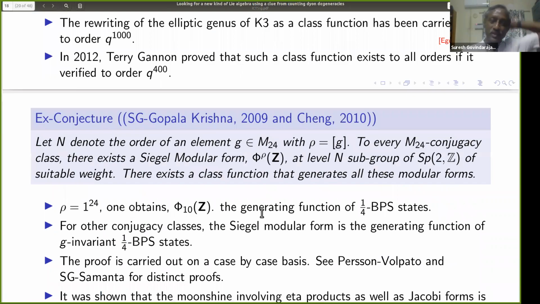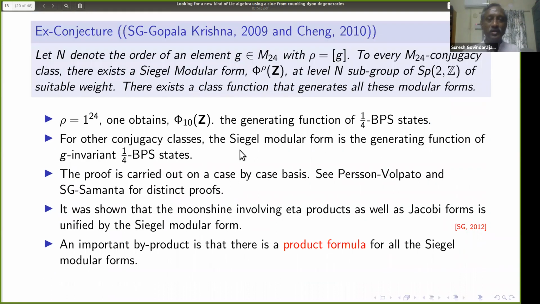So the weird thing is that before Eguchi et al., my student Gopala and myself, we were trying to write a conjecture for quarter BPS states. So let me just try to say what it is. Let n denote the order of an element g in M24, and rho is the conjugacy class of that. To every M24 conjugacy class, there exists a Siegel modular form phi rho of Z at level n subgroup of suitable weight. And there exists a class function that generates all these modular forms.